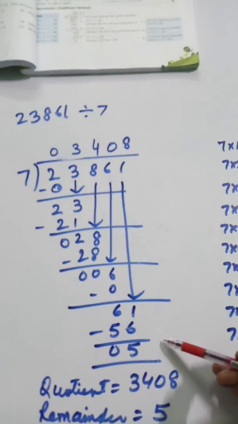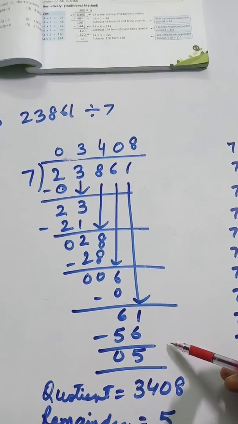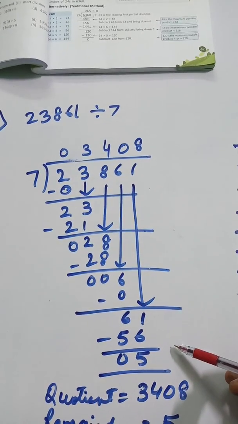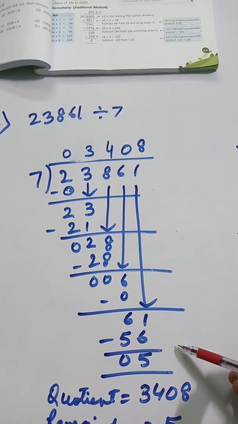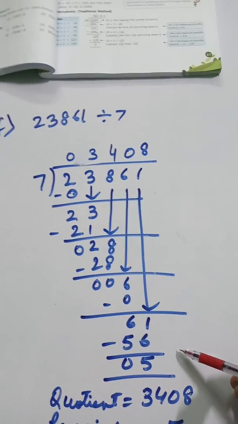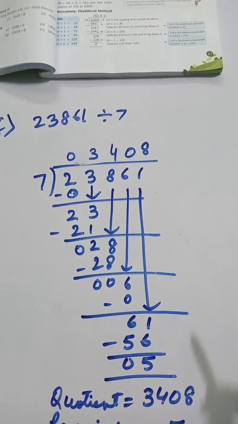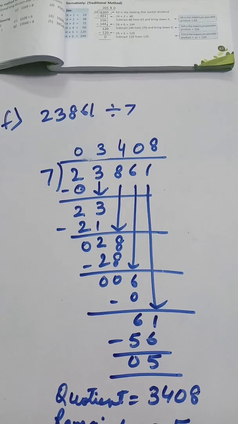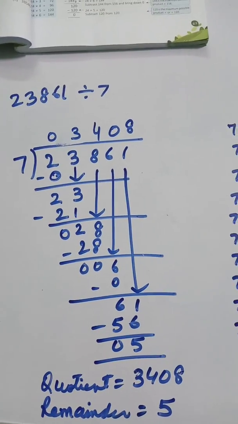Clear, children? I hope you are getting it. Take your time, solve it properly. You can use any of the methods. So, children, question number 1 and question number 2 of exercise 4A, you will do in your classwork copy.